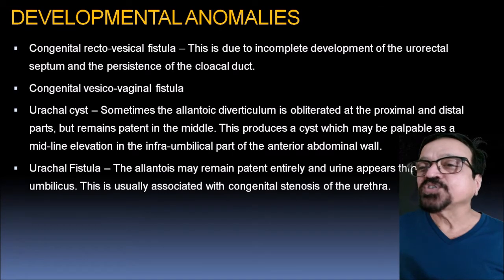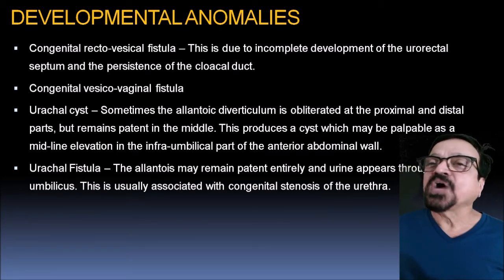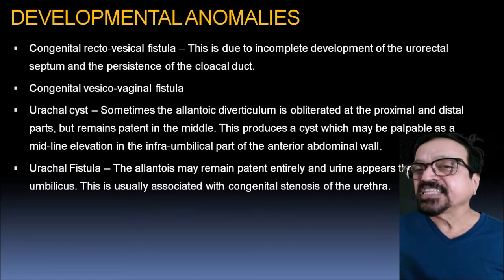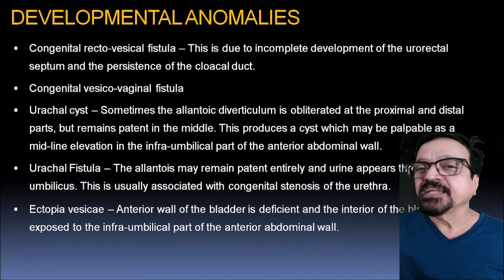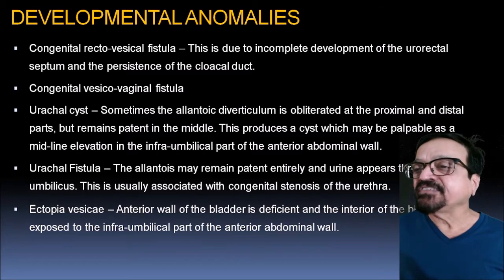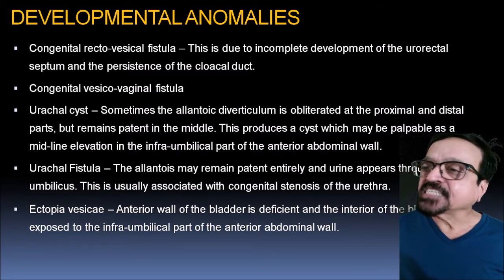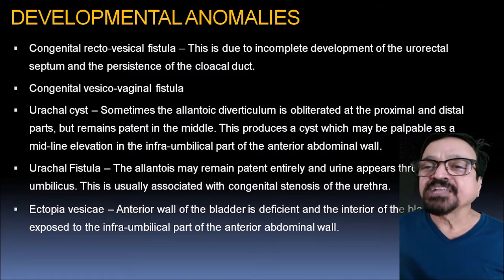This usually is associated with congenital stenosis of the urethra. So unless there is a distal obstruction, the urine will not flow through this channel. Now, ectopia vesicae, where the anterior wall of the bladder is deficient, and the inferior and anterior aspect of the bladder is exposed to the infra-umbilical portion of the anterior abdominal wall.